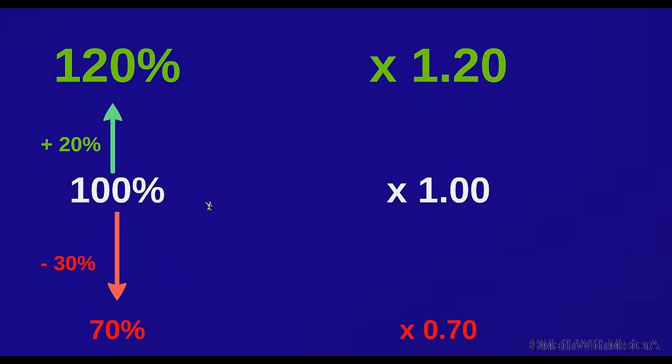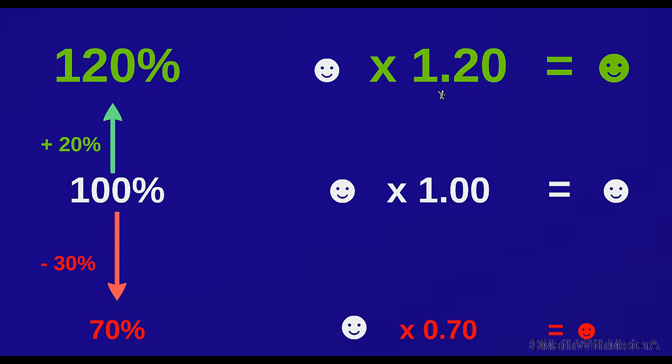So 100%, or 1 whole, is where we start off. Any number, there's my variable, this time it's a happy face, any number times 1, of course, equals that same number. But when we multiply a number by a number less than 1, like 0.7, which we know connects to a decrease from 100%, we're going to get a result that is a 30% decrease, or 70% of what we started with. And that same number multiplied by 1.2 is going to give it a 20% increase.